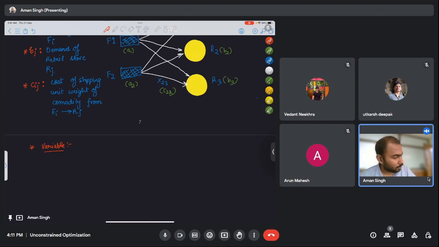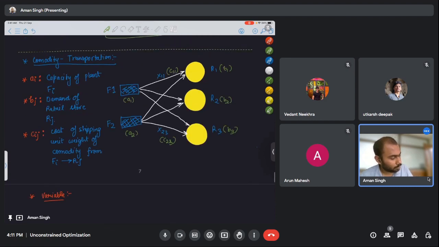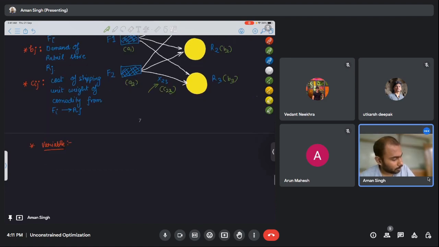Now let's write the variables. So what are the variables? Variables are Xij, which means the quantity going from Fi to Rj weekly. So based on weekly demand and the production capacity, what amount should you send weekly from F1 to R2 such that that is the best way.